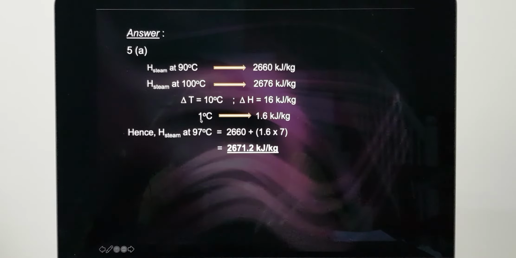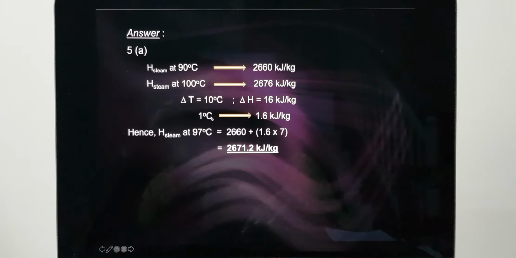Okay, so by having the temperature difference as well as the enthalpy difference, you can know that for every 1 degree Celsius, the enthalpy changes by 1.6 kilojoule per kilogram. How do you get this value? 16 kilojoule per kilogram divided by 10 degrees Celsius. 16 divided by 10, you will get 1.6.